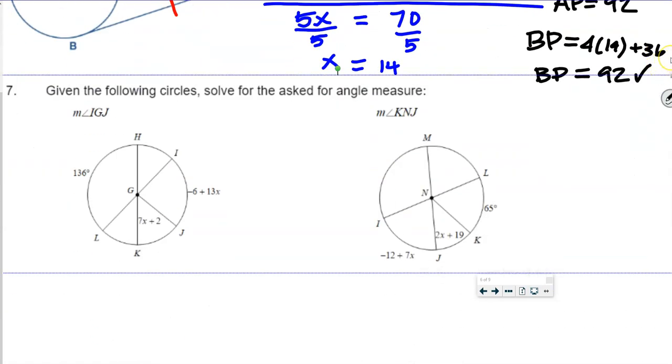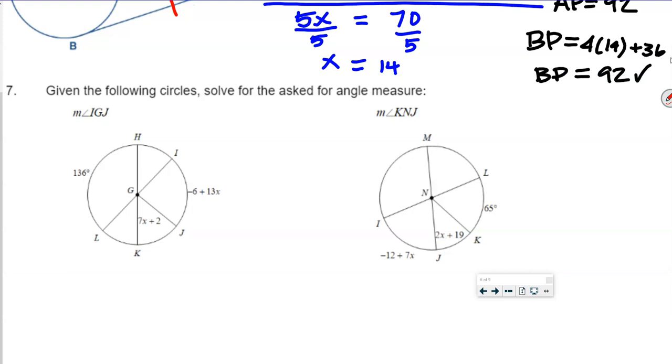All right, number 7 says, it wants us to find the measure of angle IGJ, okay? This is what we're actually looking for, that right there, right? Okay, so I'm just going to leave that there for now. And we're going to talk about what we do see.